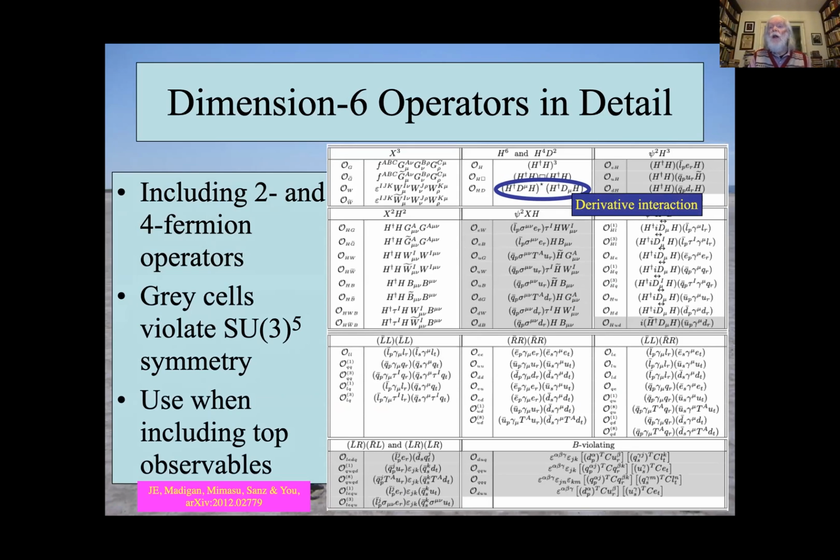This one here outlined in blue is a derivative interaction between Higgses. If we found that the coefficient for that was significantly non-zero, we might say, well, perhaps that's an indication of some chiral new strong dynamics. And this operator here, an H⁶ interaction, could generate a cosmological phase transition, as well as generating a deviation of the triple-Higgs coupling from its standard model value.